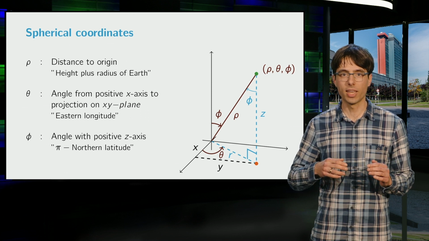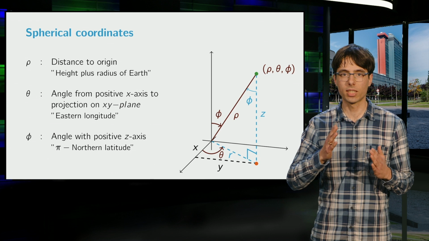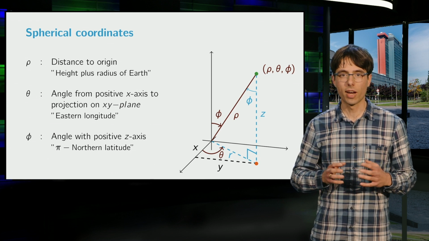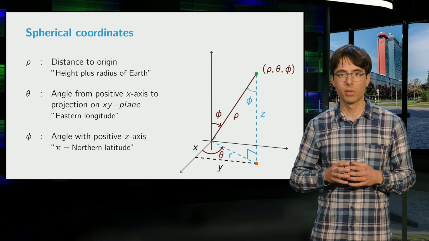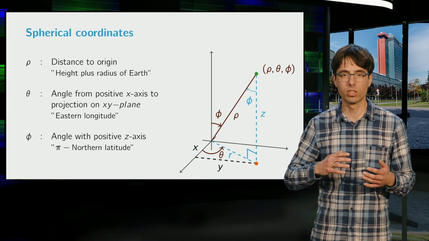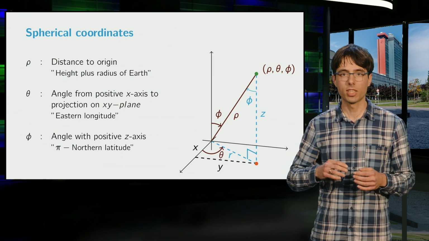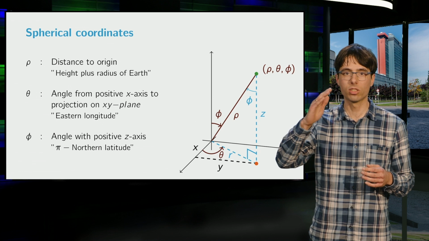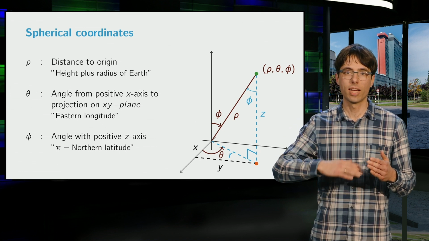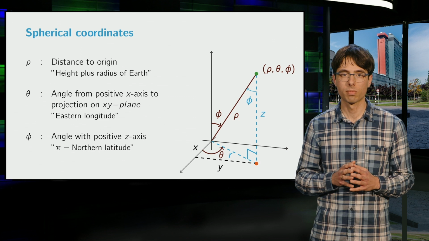Finally, phi is the angle between the point and the positive z-axis. On Earth, phi corresponds to the latitude, but instead of measuring it from minus 90 degrees to 90 degrees, we set the North Pole at 0 radians, the equator at pi/2 radians, and the South Pole at pi radians.